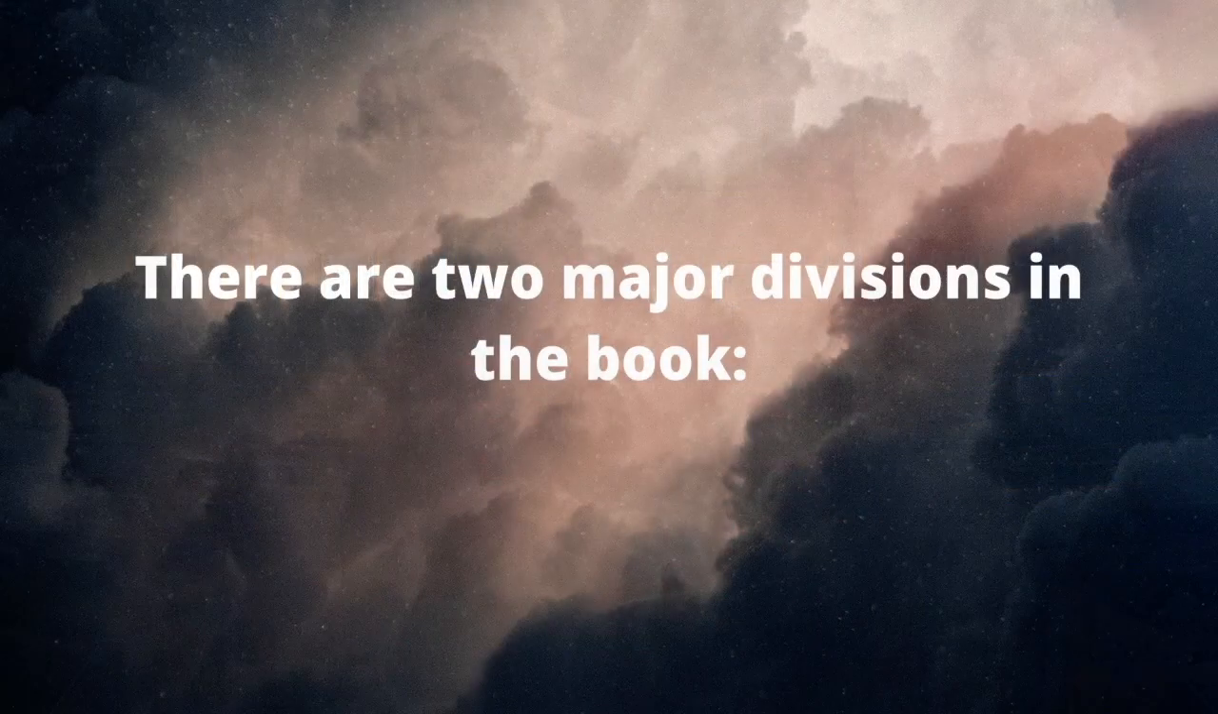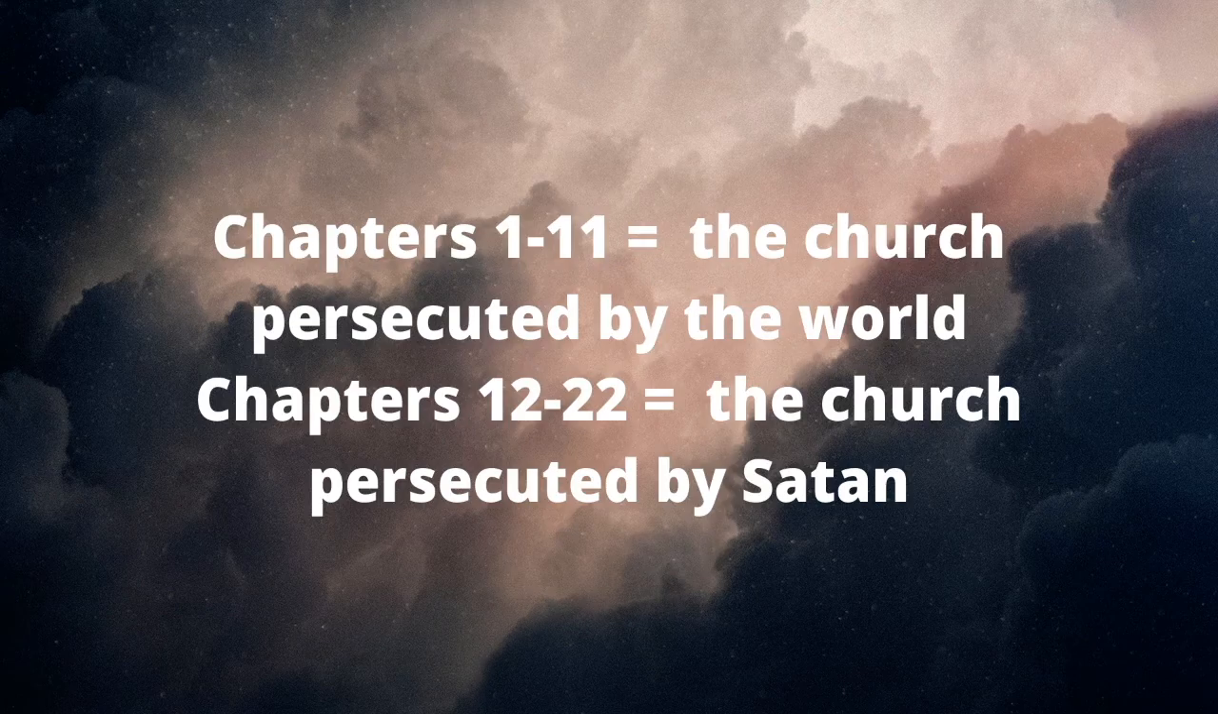First, there are two major divisions in the book. The first division is chapters 1 through 11. The second division is chapters 12 through 22. Both of them have different aspects to it, but the book is divided in two because you want to see on the front end what basically is the church being persecuted by the world.